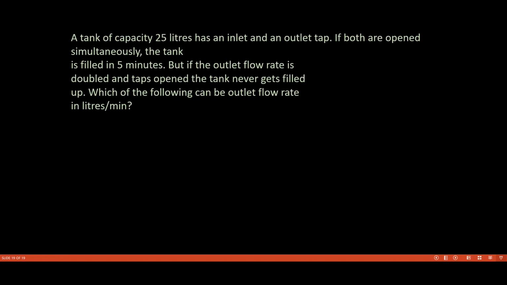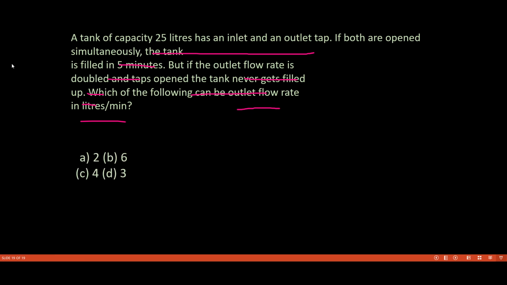Let's do one more question of this topic. The question says a tank of capacity 25 liters has an inlet and an outlet tap. If both are open simultaneously, the tank is filled in 5 minutes. But if the outlet flow rate is doubled and both taps are open, the tank never gets filled up. Which one of the following can be the outlet flow rate in liters per minute? Let's see what can be the answer.